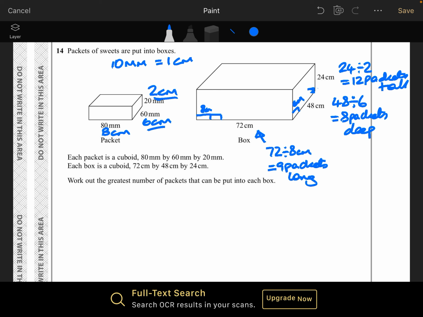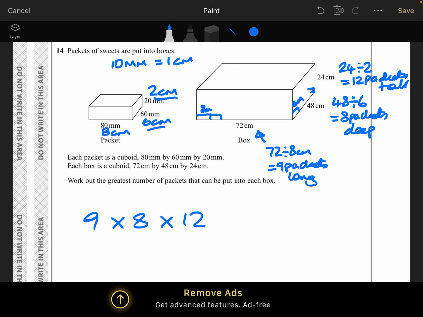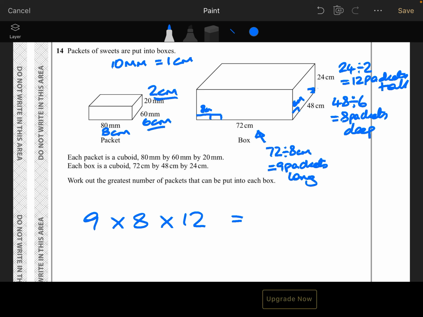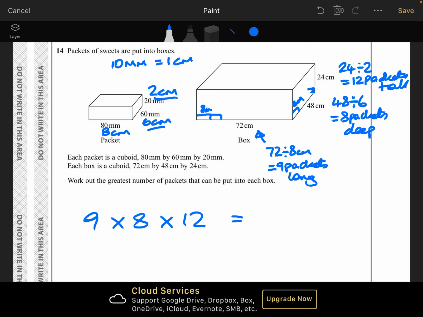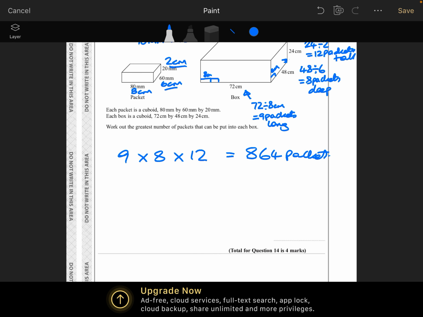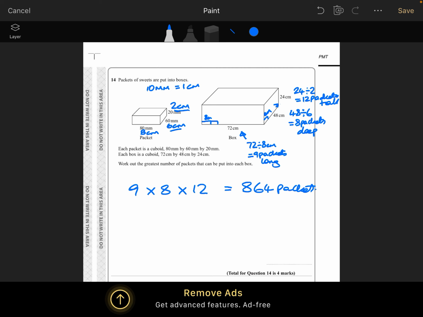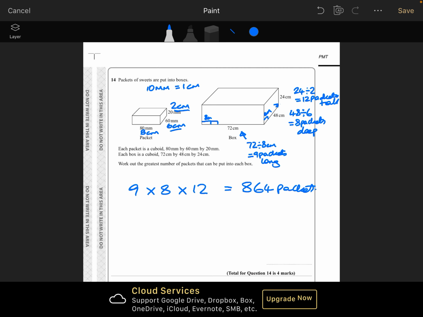Okay, so I can have 9 along the bottom times by 8 deep times by 12 tall if I stack them all up. So 9 times 8 times 12, and I would definitely do this one on the calculator, is 864 packets. So there's 864 packets that can be put in there, and that's the answer.